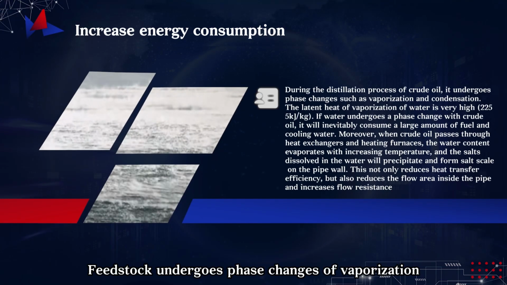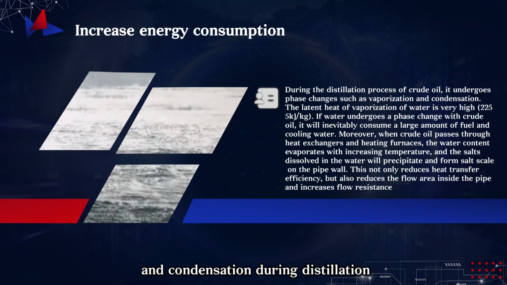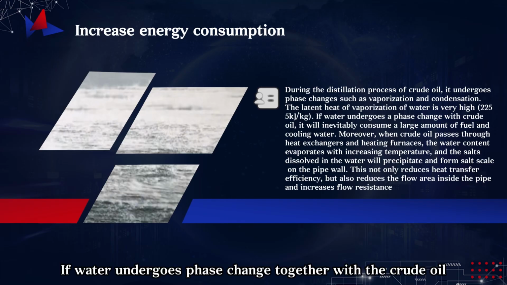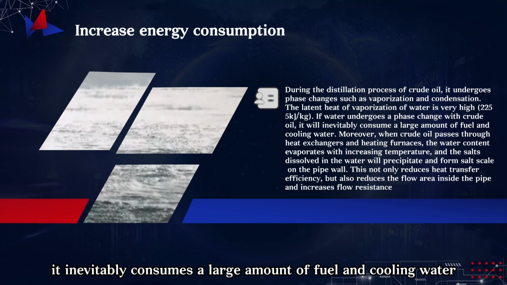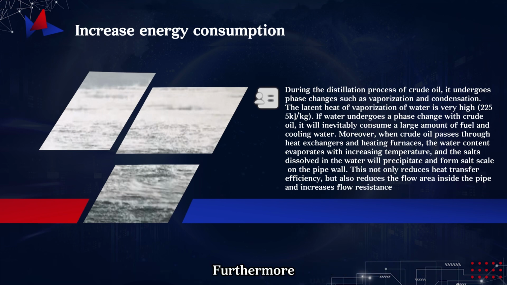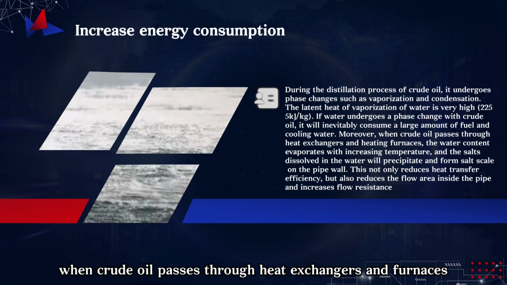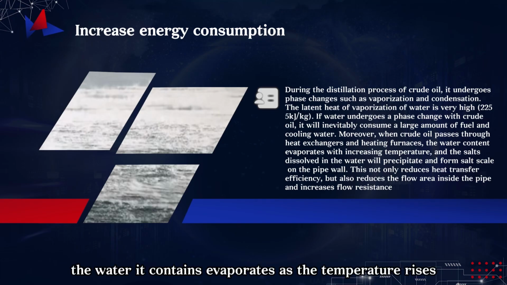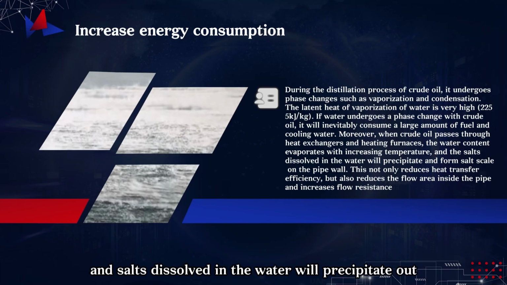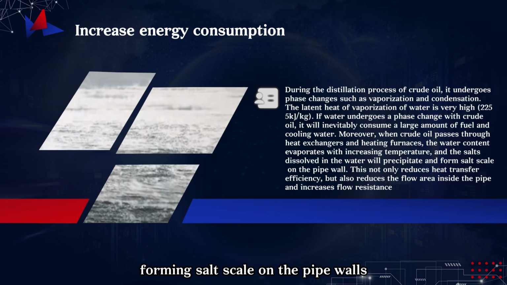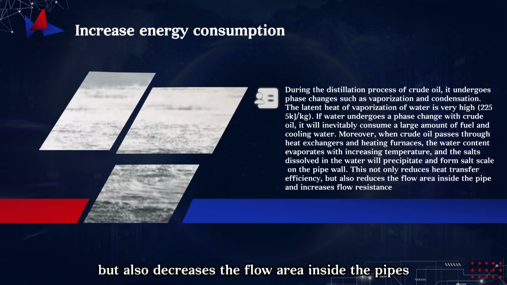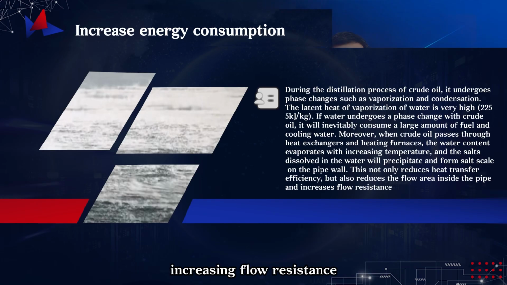Feedstock undergoes phase changes of vaporization and condensation during distillation. Water has a very high latent heat of vaporization. If water undergoes phase change together with the crude oil, it inevitably consumes a large amount of fuel and cooling water. Furthermore, when crude oil passes through heat exchangers and furnaces, the water it contains evaporates as the temperature rises, and salts dissolved in the water will precipitate out, forming salt scale on the pipe walls.